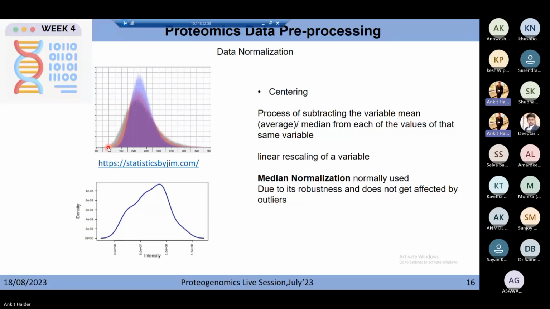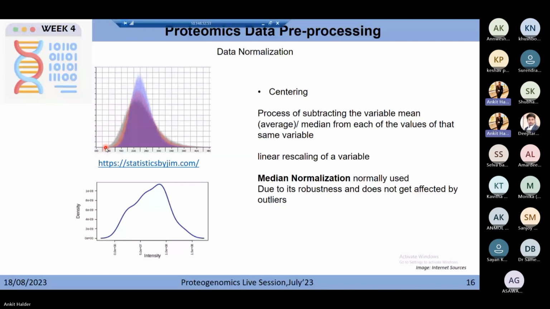So we need to be careful while applying any kind of normalization technique, so that the signal or the biomarkers present near the end of the tail, which show the maximum fold changes or have the minimum p value, should not be affected by the process of normalization that we are doing.